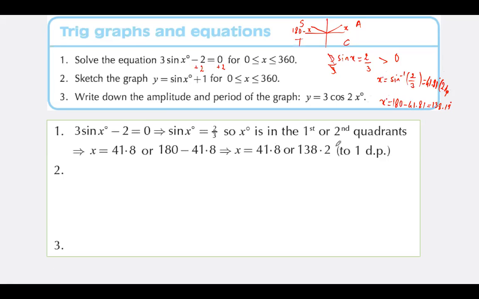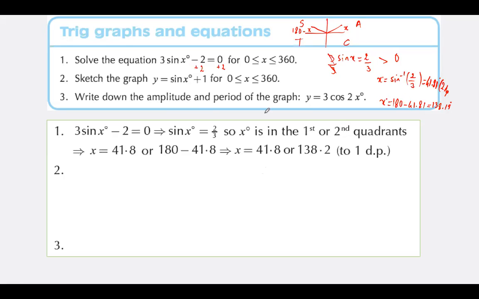Okay. So you see here they've put it in the first and second quadrant because they didn't put the CAST diagram. So if you put the CAST diagram, you don't need to write all this, as long as you show your working of how you got the first one and the second one.